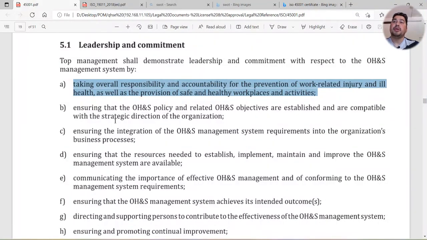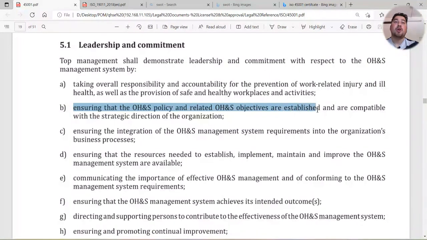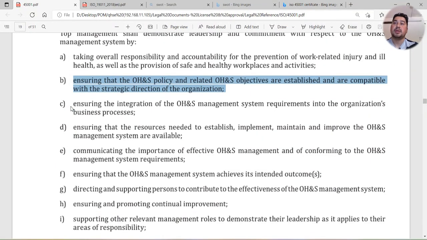After that, ensuring that the OHS policy and related OHS objectives are established. It is the requirement that top management shall establish policy and objectives related to occupational health and safety and compatible with the strategic direction of the organization. So the second commitment, how are you going to achieve it? By setting the KPIs or OHS objectives and targets. In that way you can show the commitment of top management.